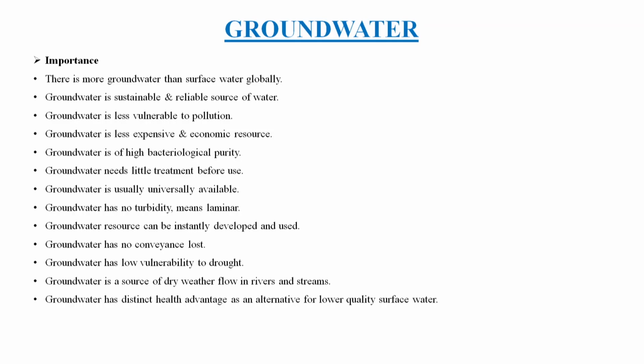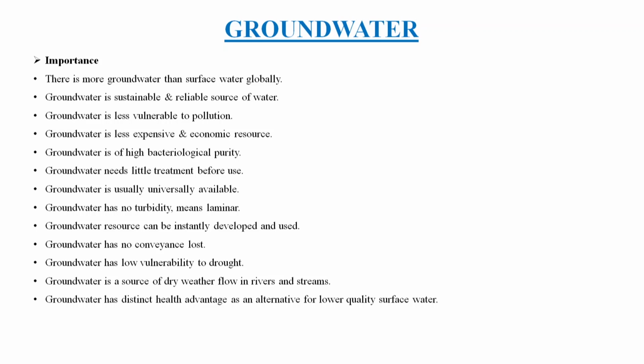So, groundwater is a sustainable and reliable source of water because it is generally pure in nature. Groundwater is less vulnerable to pollution because it is sitting deep beneath the earth. Groundwater is a less expensive and economic resource. It is of high bacteriological purity. Groundwater needs little treatment, obviously because of its purity, before its use. Groundwater is usually universally available as well.